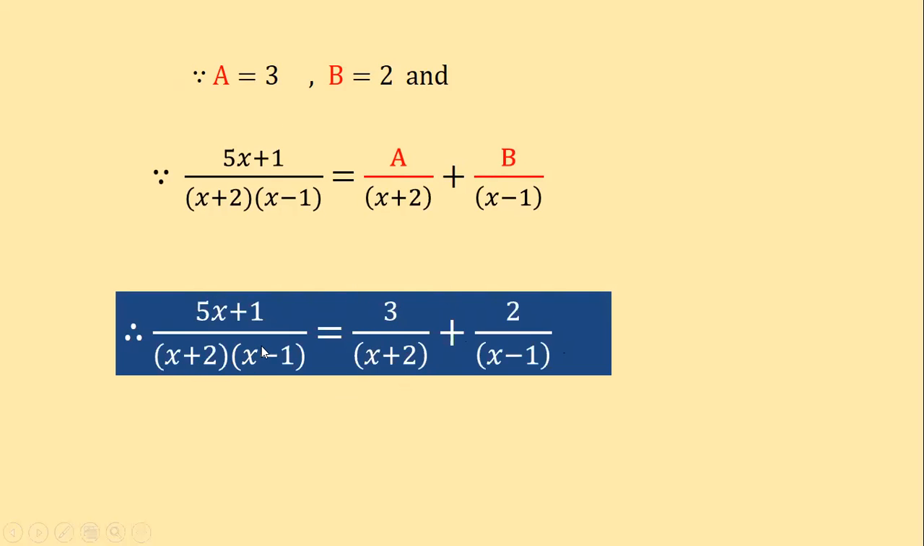So like this, how many terms are there in your given denominator? That many partial fractions we get. Here I have 2 factors, so I got 2 fractions. Suppose I have 3 here, one more factor, then I'll get one more proper fraction here. Is it clear, children? So let us see another example here.